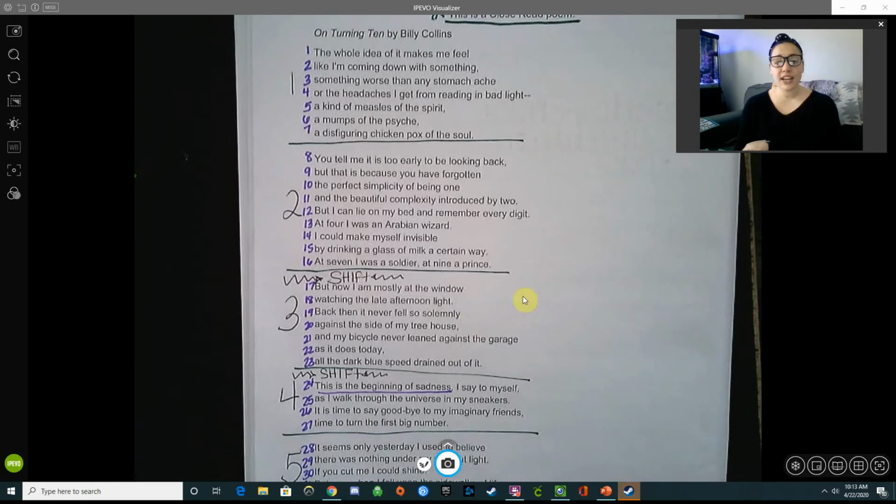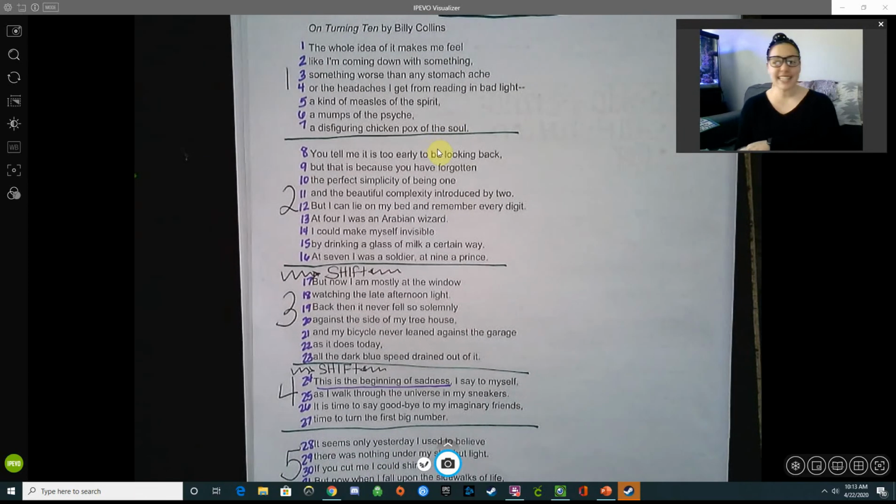All right, so that was a reading of this poem again, On Turning 10 by Billy Collins. And you were supposed to read this and kind of dissect it, analyze it. Tell me more about it. What are you understanding? What are you not?